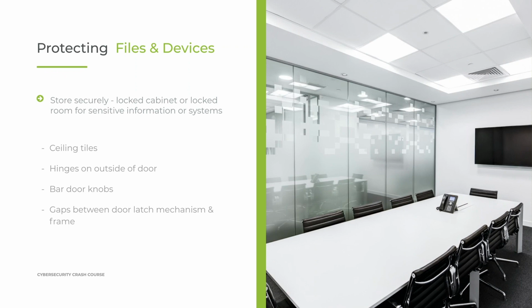Another one we see a lot is hinges on the outside of a door. If a door opens towards the outside, the hinges could be on the outside. What's a problem with this? It is easy to just pop out the hinges and take the door off. It's not hard for an attacker to gain access to that room.